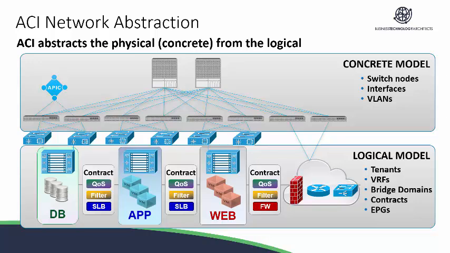Can you actually put a configuration on an ACI-enabled Nexus 9K switch? No, you can't. The APIC has to provide that policy construct. You can certainly do it on a 9K standalone. So ACI abstracts the physical from the logical. In the concrete model that we have at the top, you have switch nodes, which are your leaves and spines. You have your interfaces, your local interfaces, and your VLANs.